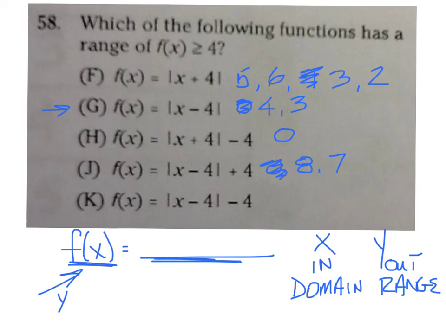Okay, now on the bottom one down here, if I put in a 0, what do I get back? 0 minus 4 is negative 4. Absolute value is 4, and then minus 4 is 0, right? So that's less than 4, and it has to be greater than or equal to 4. So J would be the right answer.